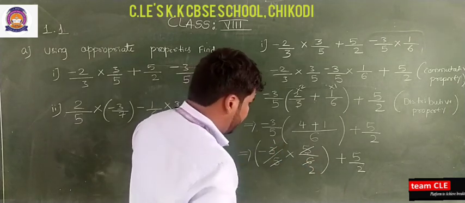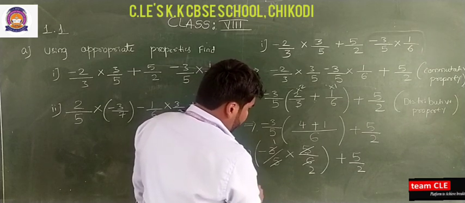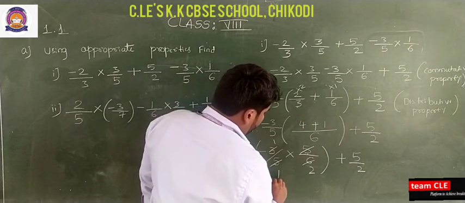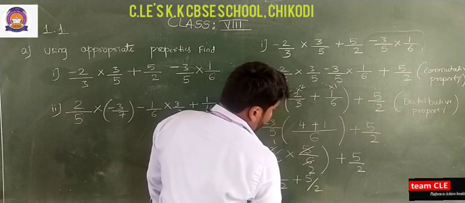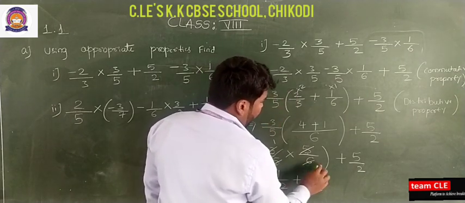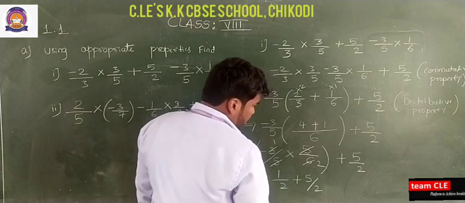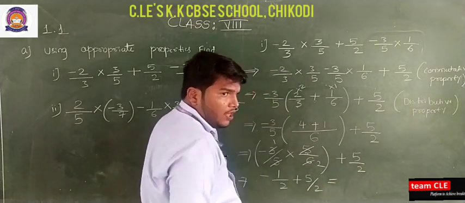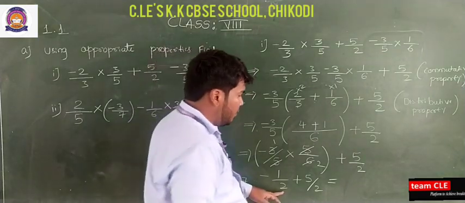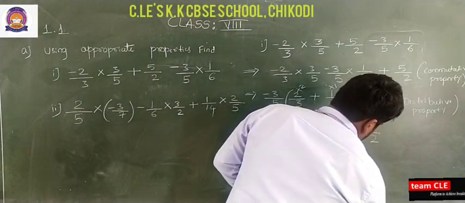So what I can write here, I can write this as minus 1 by 2 plus 5 by 2. I can write this as minus 1 by 2 and 5 by 2. So now see, both the denominators contain the same numbers. So the LCM will be 2. The LCM will be 2.